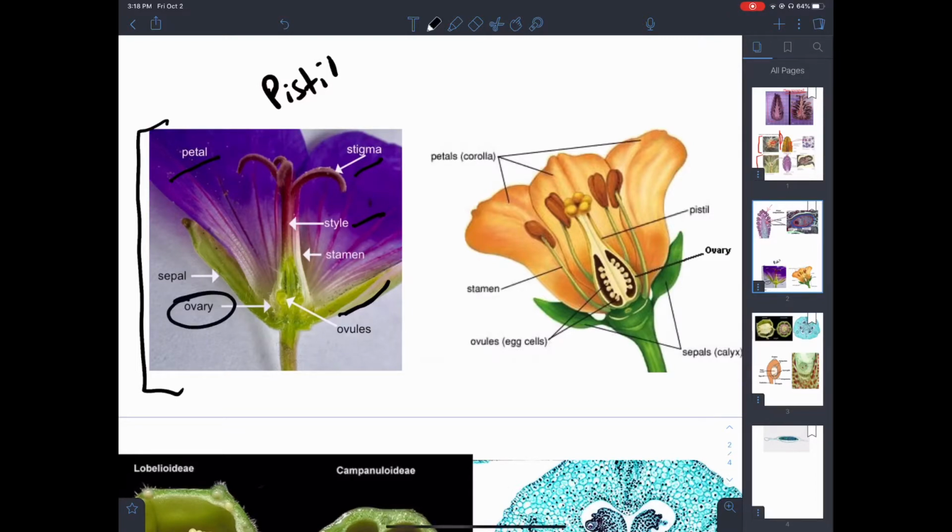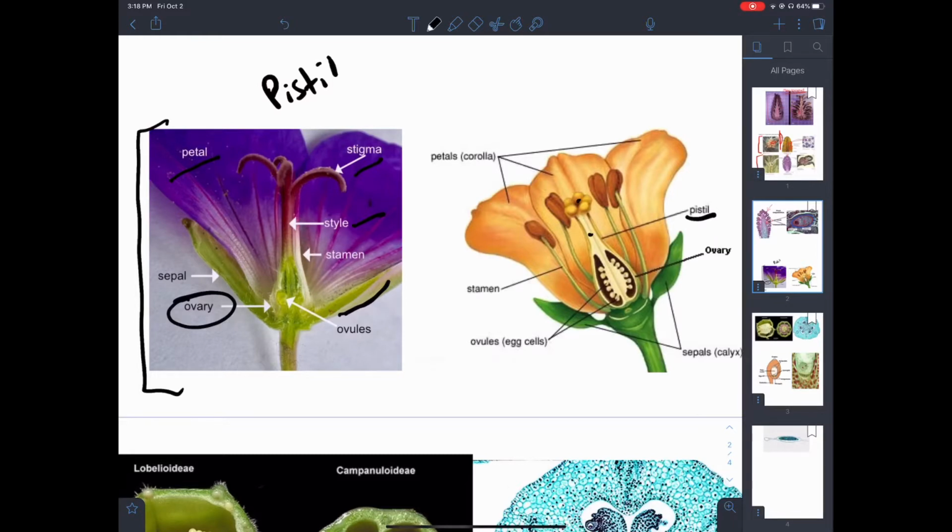Okay, and if you take a look over here, you see we have the pistil, and then we have the stigma, style, and ovary. Now, the ovary is something that is new. It's not a new structure per se, it is a modified leaf, but it is a new organ. So it's, I guess, a new use of an old organ.